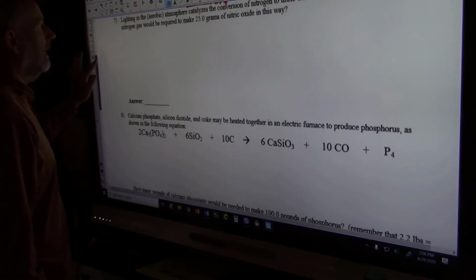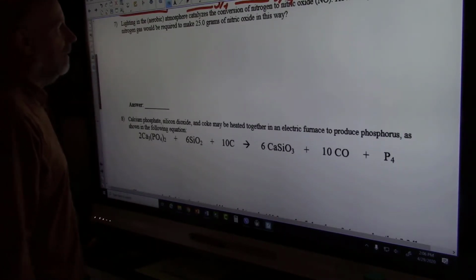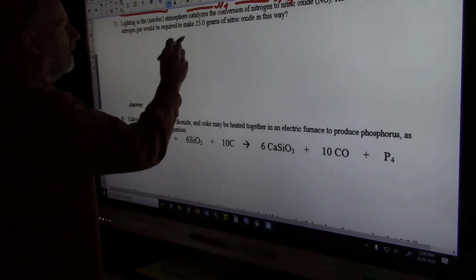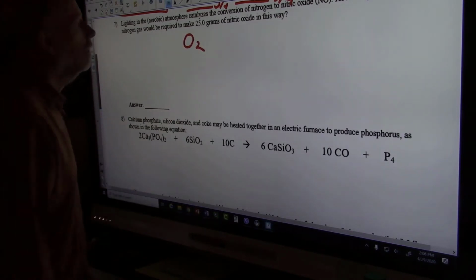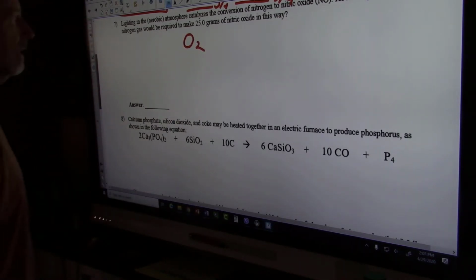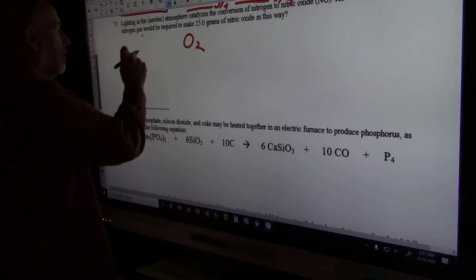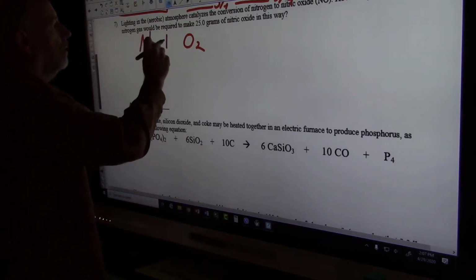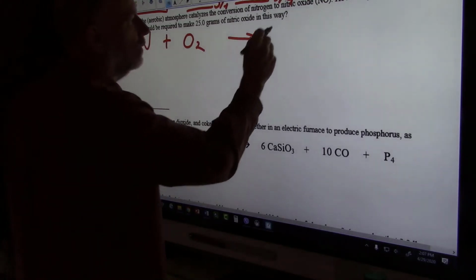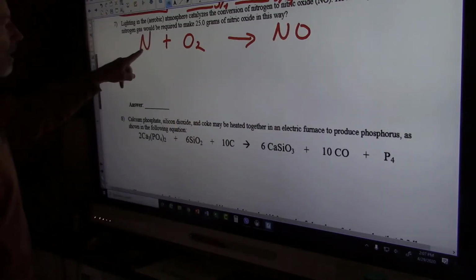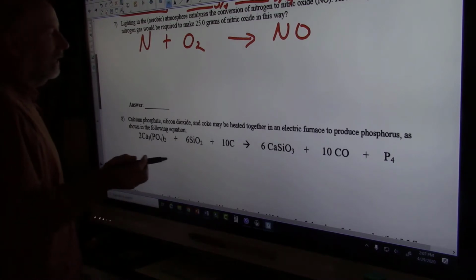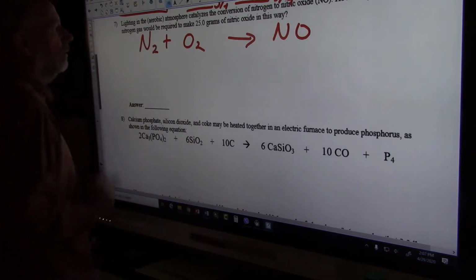All right. Number 7, lightning in the aerobic atmosphere. Hint, hint, hint. Oxygen, aerobic. Catalyzes the conversion of nitrogen to nitric oxide. So nitrogen plus this is going to make nitric oxide, which is NO. N all by itself. Is that ringing a bell? Is that one on Lucky 7? Yes, it is. So put a 2 there.